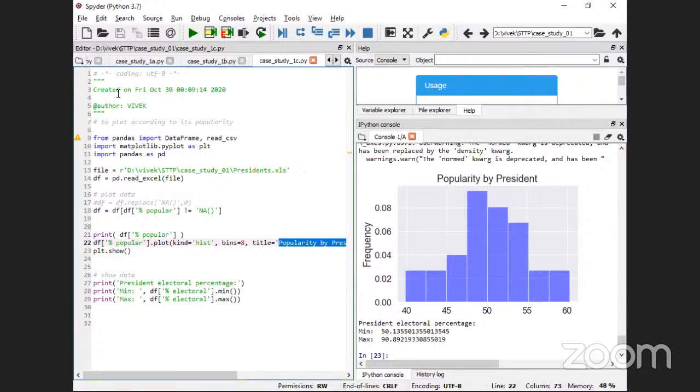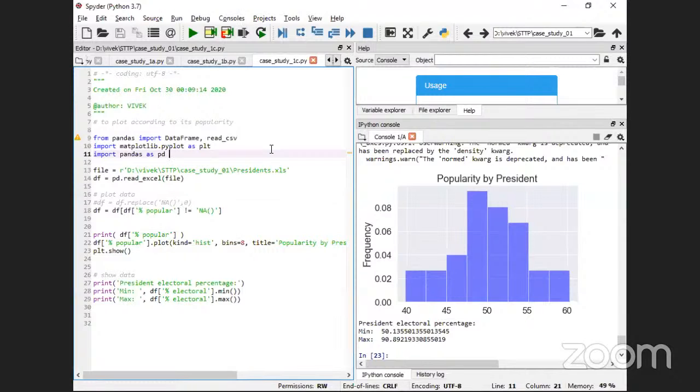Fine. Participants, please respond. Is it visible? Right. So one of the participants, please respond. Is it clear? Yes, sir. Thank you.